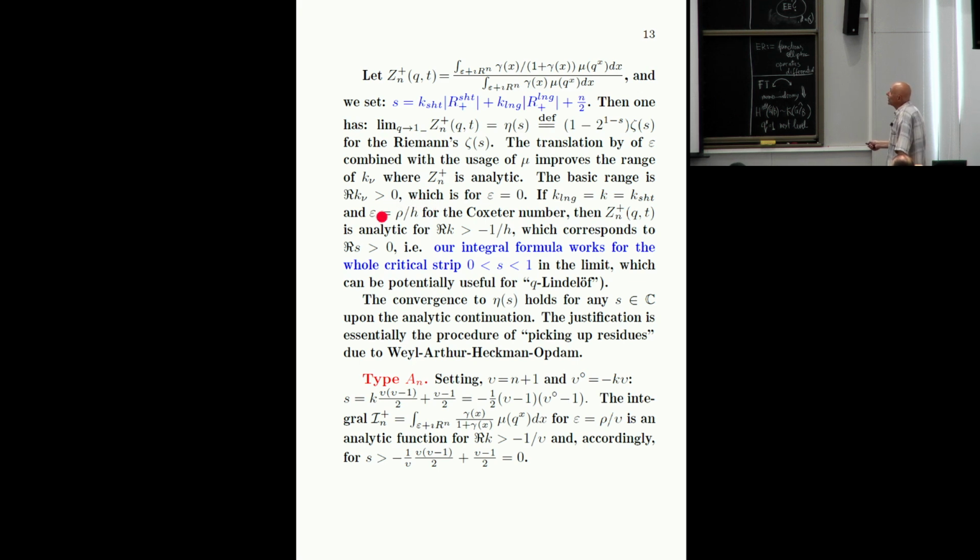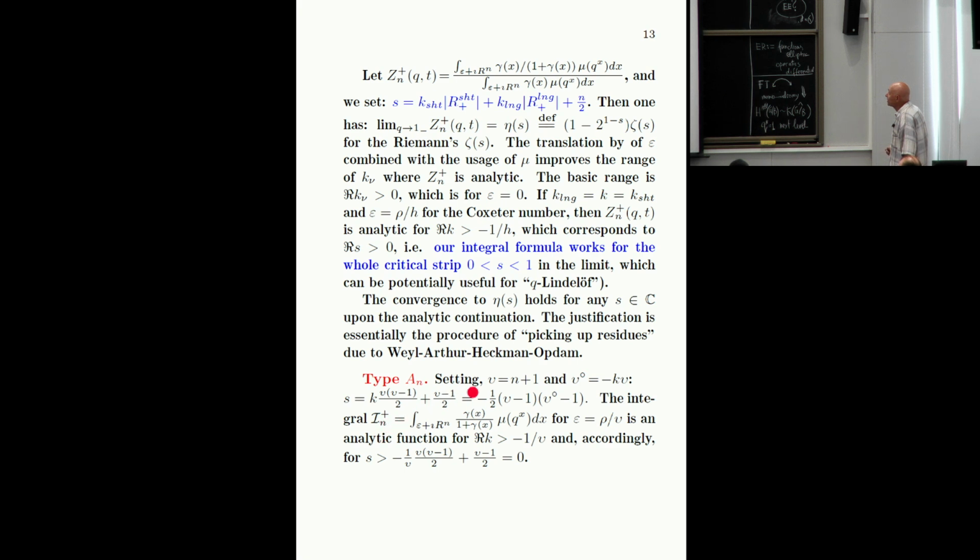Fine. Then the claim is: consider this particular guy, rho divided by h, the Coxeter number here. This is the best, the optimal. And then this integral will converge and be analytic with nice properties when the real part of k is greater than minus 1 over h, right? Then, a surprise for me at least: you plug in, you will get the corresponding value of s.